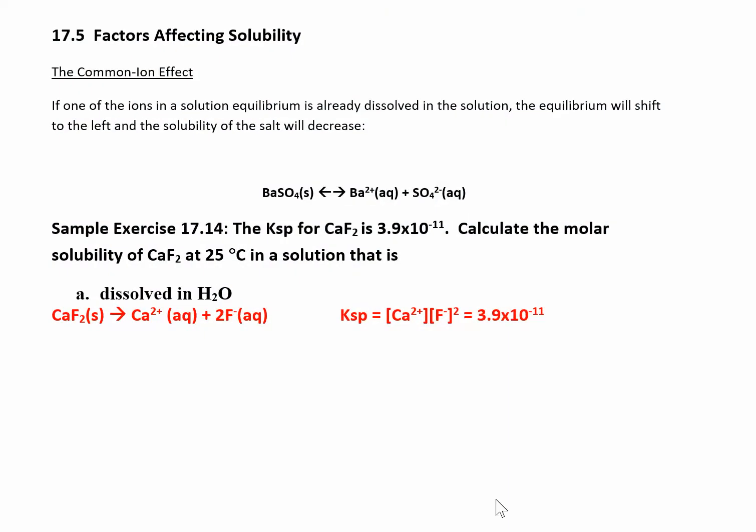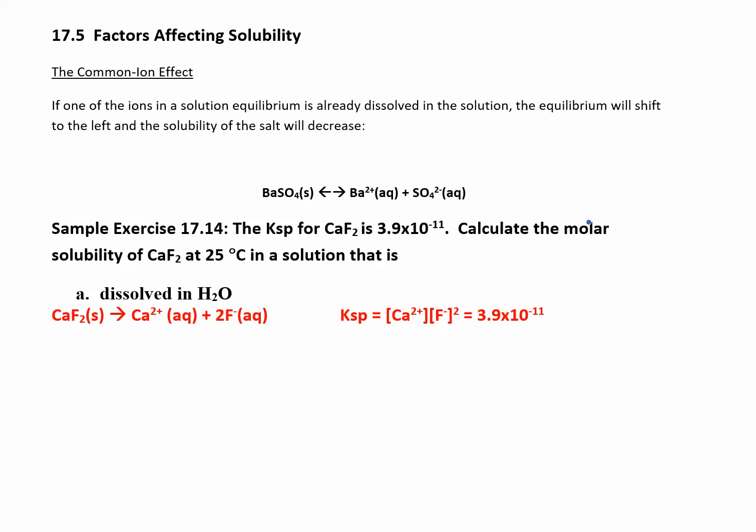So let's look at a few factors that affect solubility. We'll look at common ion and pH. If you have a common ion in your solution, that means one of your products you already have sitting around in the solution, and so your solid's not going to have to dissociate as much in order to reach equilibrium because you already have some of it present.